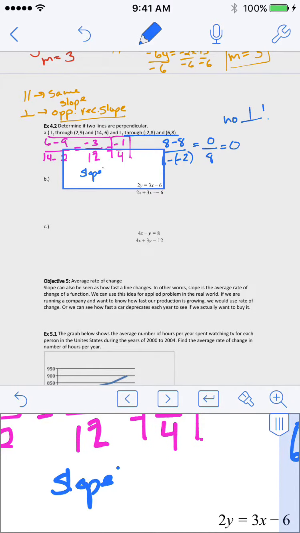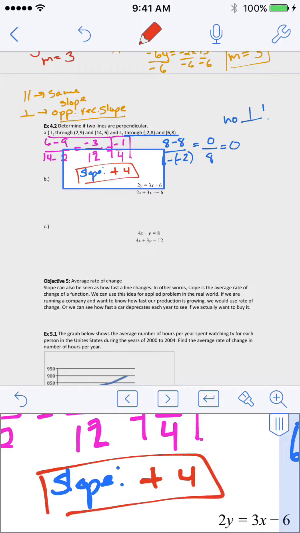The slope that would be perpendicular, we'll put it in red so we don't get confused. The opposite of that would have to be positive, right? And what would be the reciprocal of 1/4? That would be 4. Very nice. That would be the opposite reciprocal of that one.